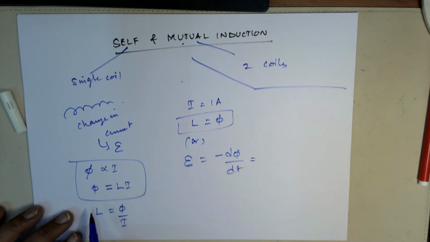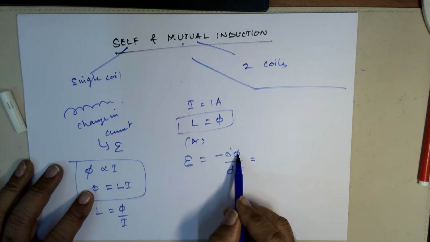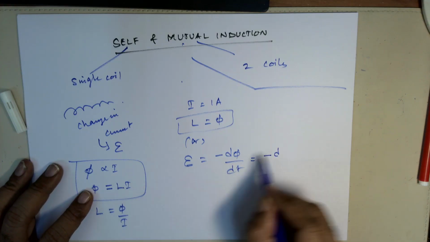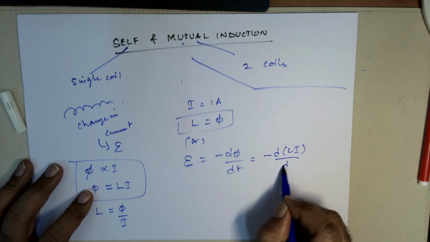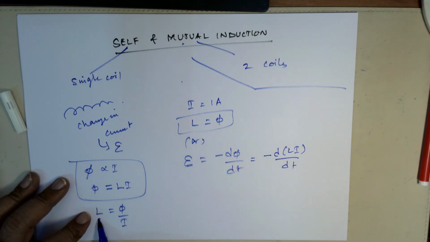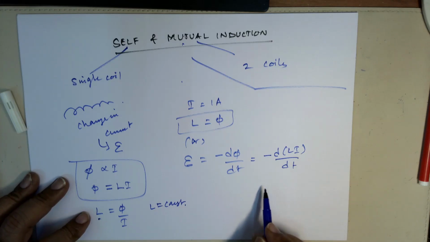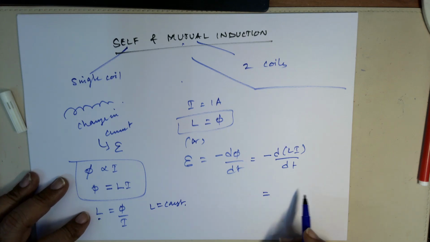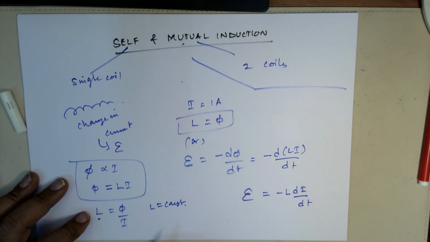And we know already phi is equal to Li. So we can replace this phi. Therefore, that is minus d of Li by dt. L is constant, we already declared it as a proportionality constant. So L can be taken outside the differentiation. So minus L into di by dt is equal to the induced EMF.